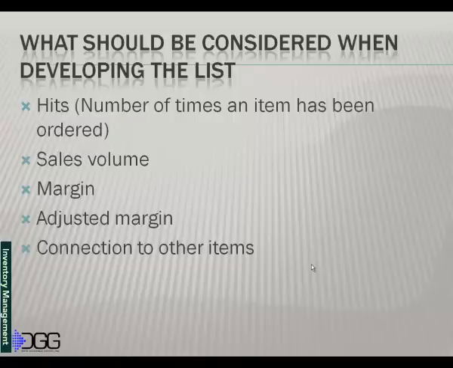Second thing we need to consider is sales volume. How much of the item do we sell, which is the quantity measure. Third is margin. What is our margin on the product? Simple margin is going to be what you sell the product for less your cost. So I buy it for $90, I sell it for $100, my margin is 10%.